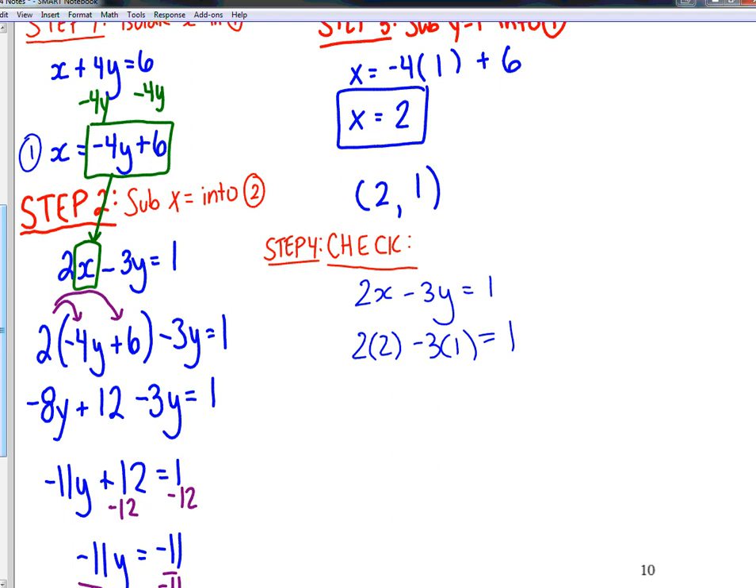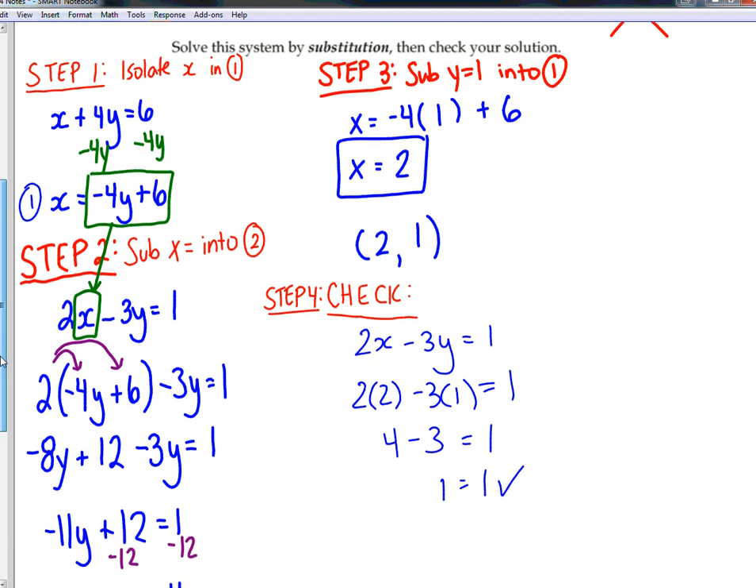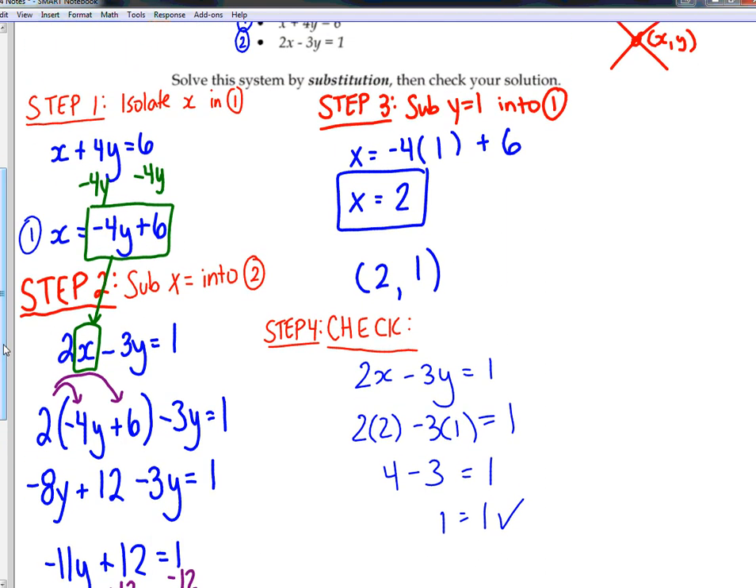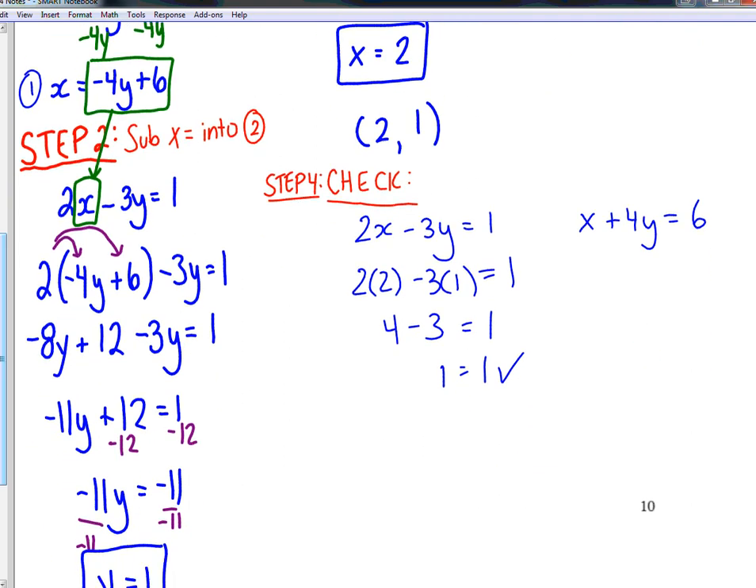Is that 1? 4 minus 3? That's 1. Good. And the other original, we always use the originals, just in case we made a mistake rearranging our equation. x plus 4y equals 6. So, x was 2, plus 4 times 1. 6 equals 6.